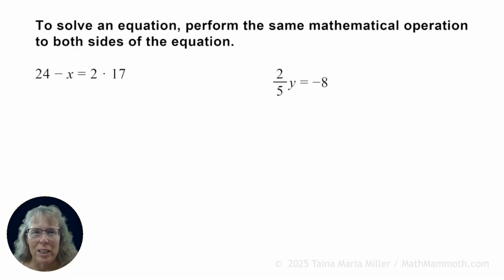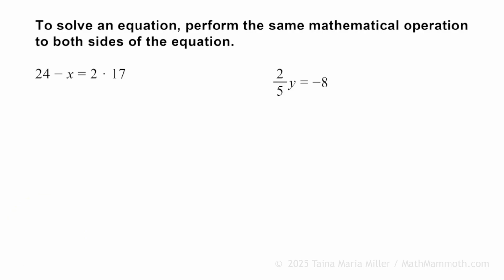To solve an equation, we will perform the same mathematical operation to both sides of the equation. In this process, we try to isolate the variable, so that the variable is left alone on one side. In this example, 24 minus x equals 2 times 17. What we want to do first is actually simplify this side and just calculate that there's 34 here. So we did not yet do any operation to both sides, but now we will. We want to isolate x here. It's actually minus x. And there's 24 added. This is actually plus 24, right?